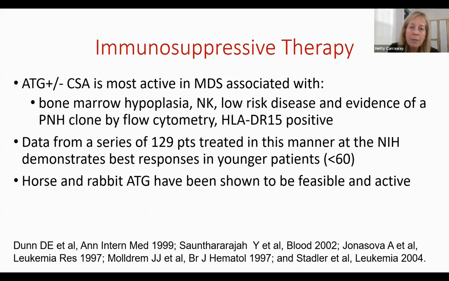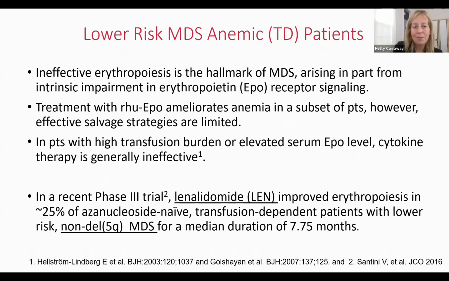Other types of modalities include immunosuppressive therapy. So ATG plus CSA is most active in patients with MDS that have a diagnosis of MDS associated with a bone marrow hypoplasia, normal karyotype, low-risk disease, and evidence of a PNH clone by flow. And there's some thought that even being HLA-DR15 positive, you're more likely to respond to immunosuppressive therapy. And the types of therapy, whether it's horse or rabbit ATG, have been shown to be feasible and active.